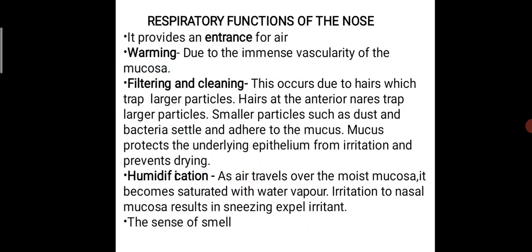Then filtering. This nose contains mucociliary escalator, that is it contains mucus producing cells called goblet cells which produce mucus, and ciliated cells, that is it contains cilia, hair-like structures on the inner part of nose. The function of hairs is they prevent the larger particles, dust and bacteria, from settling on them.